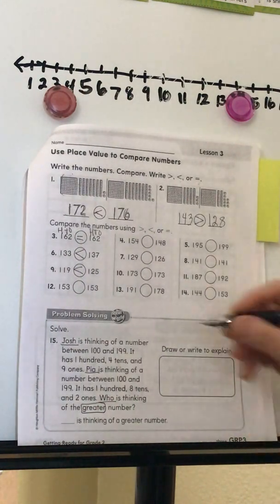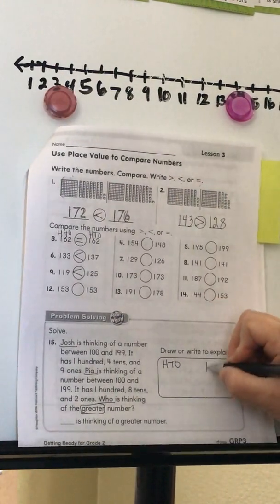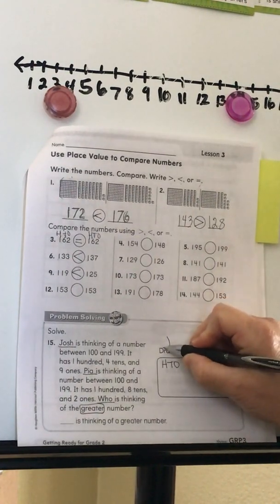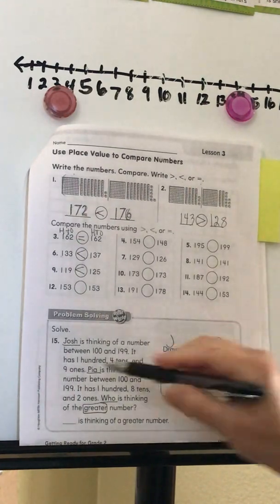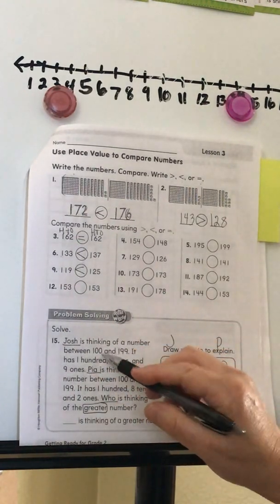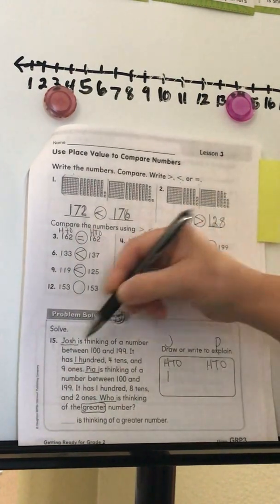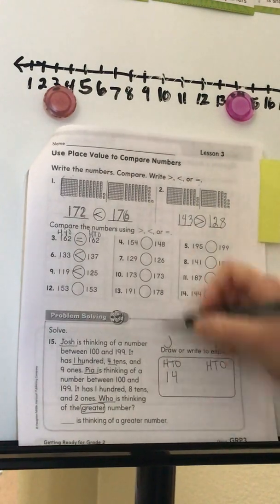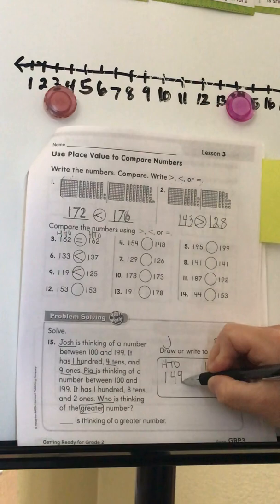Okay, for me, the easiest way is for me to do an HTO chart for Josh and an HTO chart for Pia. So I'm going to just put J for Josh over here and P for Pia over here. So Josh is thinking of a number with 100. So that goes a 1 in the H. 4 tens. So that puts a 4 in the T. And 9 ones. That puts a 9 in the O.